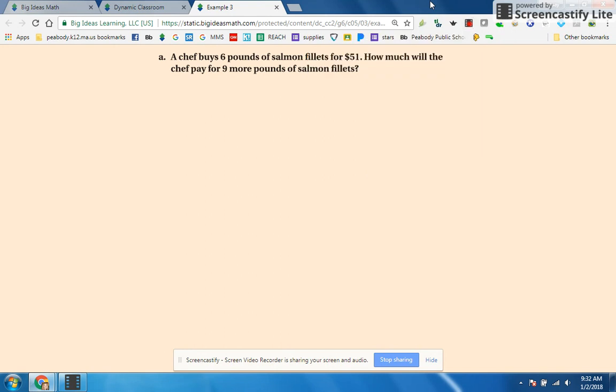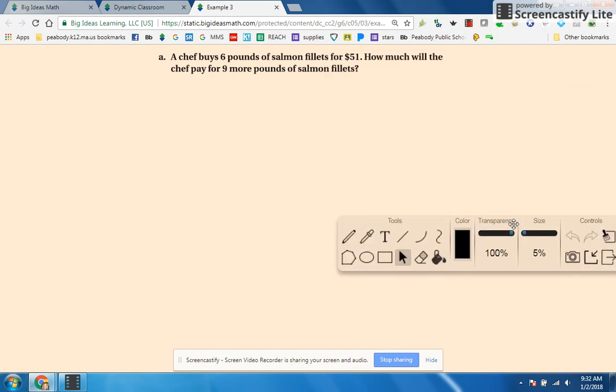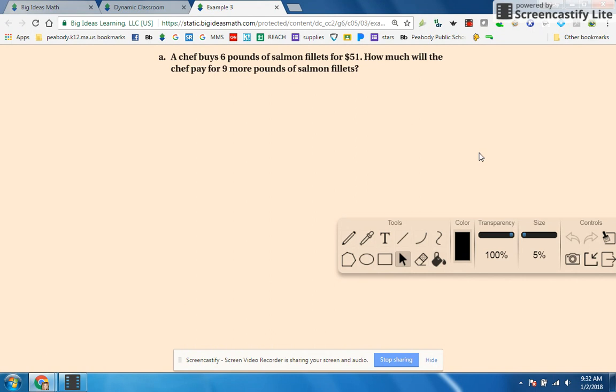Okay, so let's try this problem. We're going to use unit rates to help us solve this problem. So it says a chef buys 6 pounds of salmon fillets for $51. How much will the chef pay for 9 more pounds of salmon fillets? All right, so let's start off with 4 squares. So you always start off with 4 squares, and then you'll see whether you need to end up doing a middleman or not. All right, so let's do pounds.